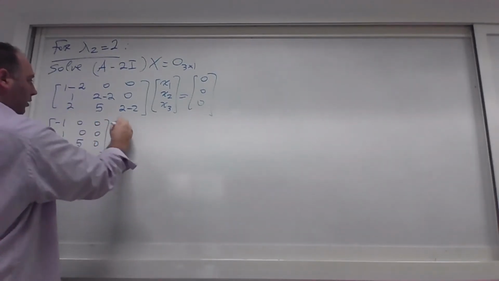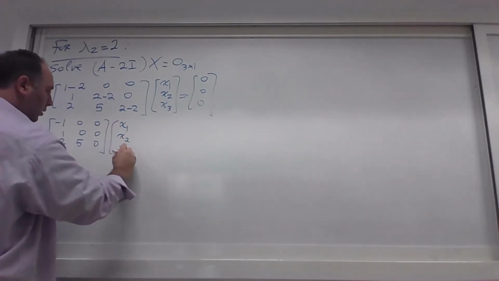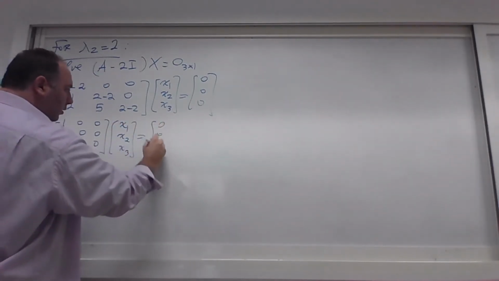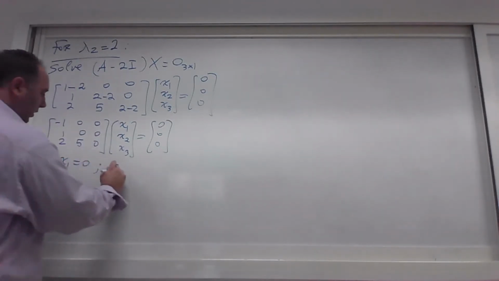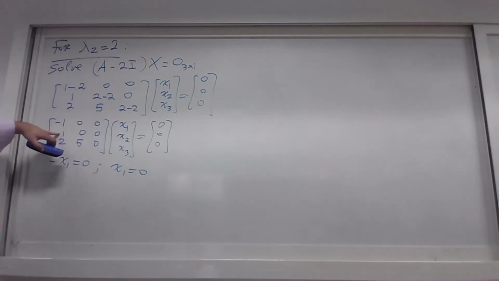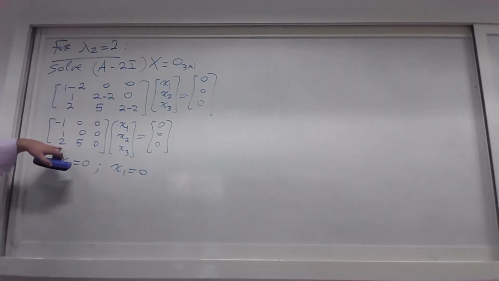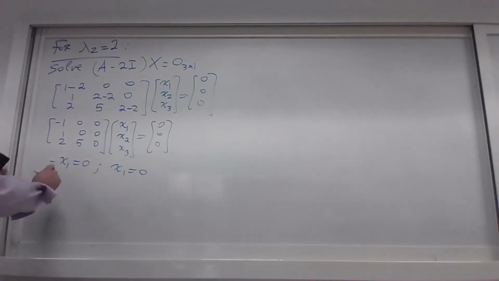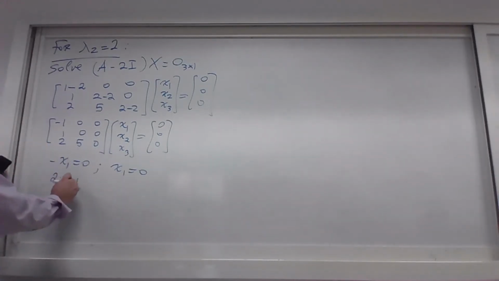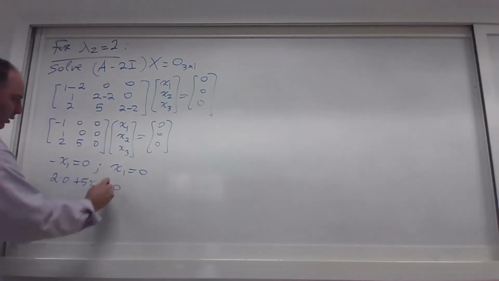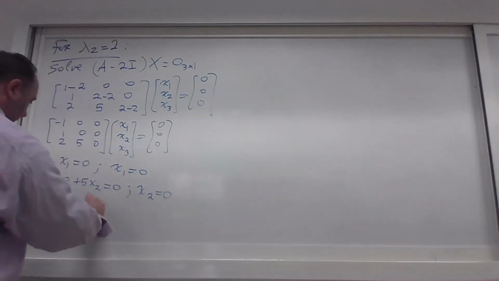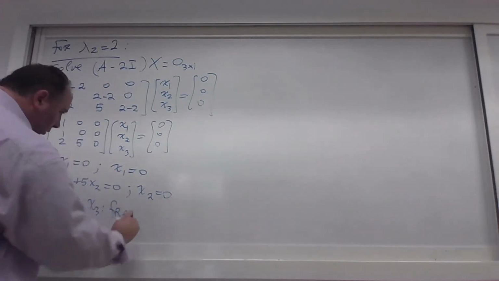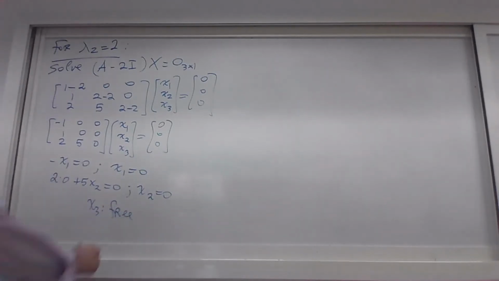See? Column of zeros, that's good news. Well, it's good because the first equation tells me that x1 is 0. So negative x1 is 0, so that means x1 is 0. Well, the second equation tells me the same thing. So that means I can run here immediately. I know that x1 is 0. So I have 2 times 0 plus 5 times x2 equal to 0. That means that x2 is also 0. And x3 is a free variable. How about that?